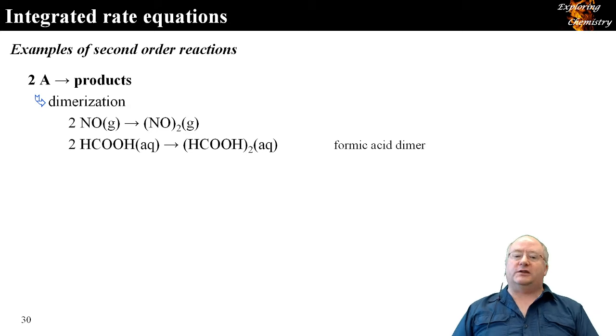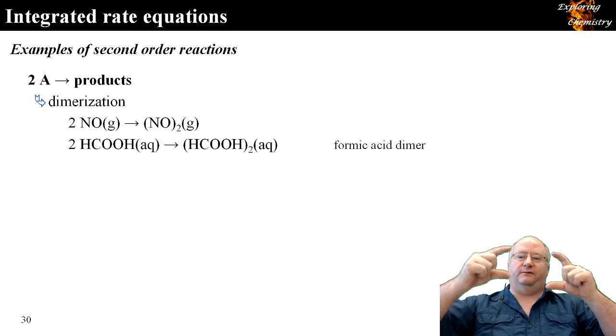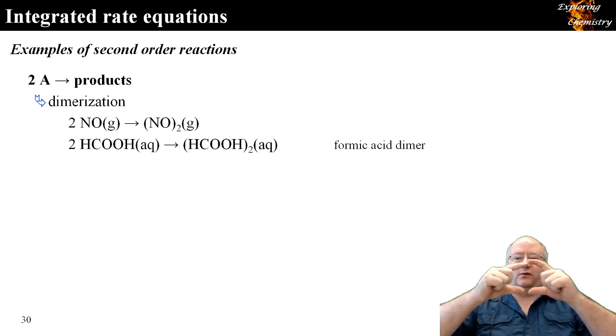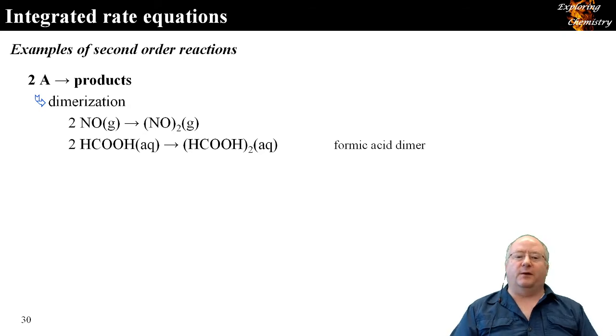In aqueous solution, many carboxylic acids fit together really well, and they are able to form a dimer of carboxylic acids. I just showed the idea of formic acid coming together, hydrogen bonding between two formic acid molecules to give you a dimer, which is another example of a second order reaction.